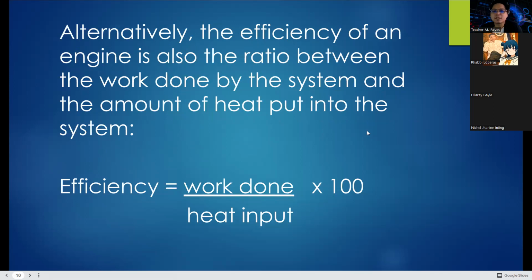Alternatively, the efficiency of an engine is also a ratio, or the ratio between work done by the system and the amount of heat put into the system. So we can have this one. Efficiency is equal to work done over the heat input times 100. So that's the efficiency. In an alternative way, you can look at the ratio between work, if the question there is asking about work.